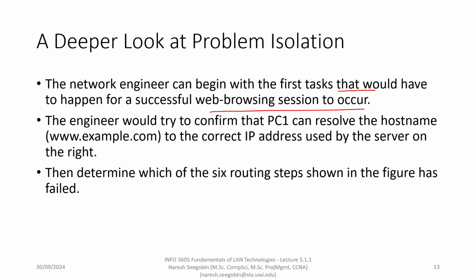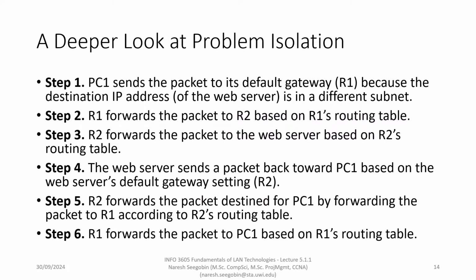So the first action will be to confirm that it can resolve the host name to the correct address for the server. And then you have to determine which of the 6 routers has failed. So you could go through some steps. Step 1, right? Sorry for those here, you're going to have problems seeing this. I'll just skim through this. First it sends to the default gateway. Then it goes through the routing table of each one and goes along the way.